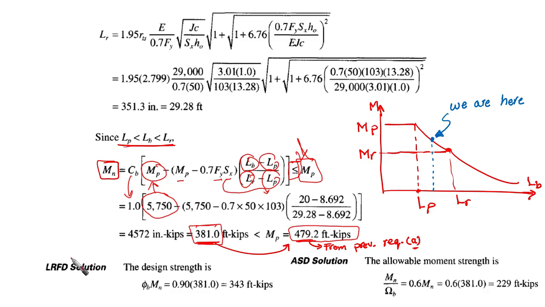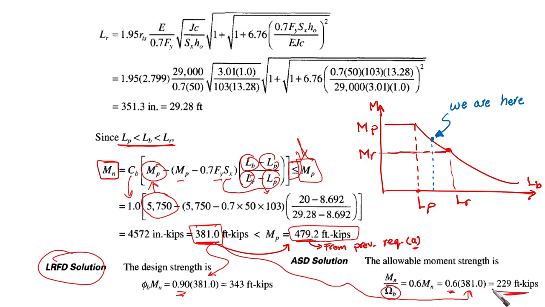Then the design strength for LRFD: multiply this value by 0.9. And for ASD, multiply the same nominal moment by 0.6, or like divide by 1.67. It gives you the allowable moment strength for ASD and the design strength for LRFD. The design strength for LRFD is given for us here.